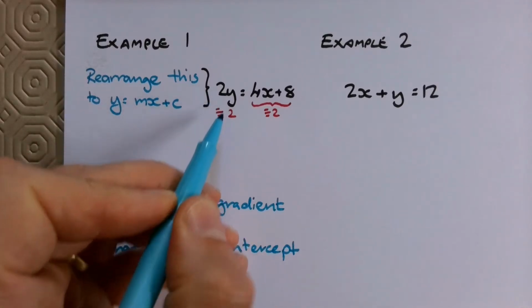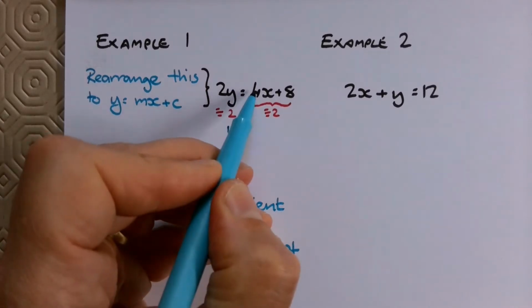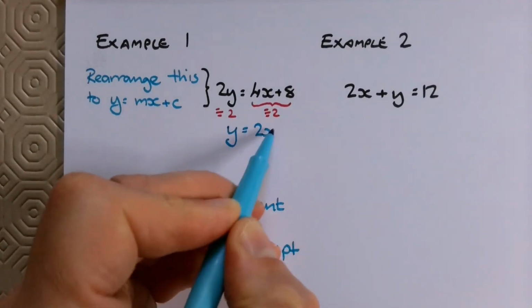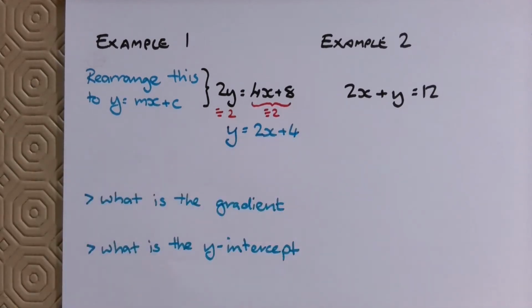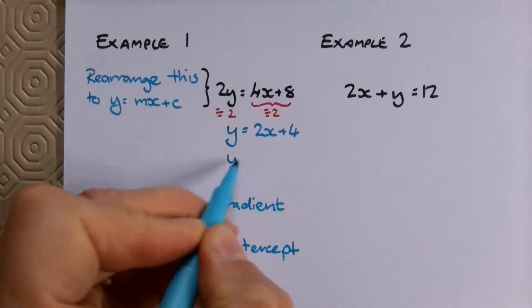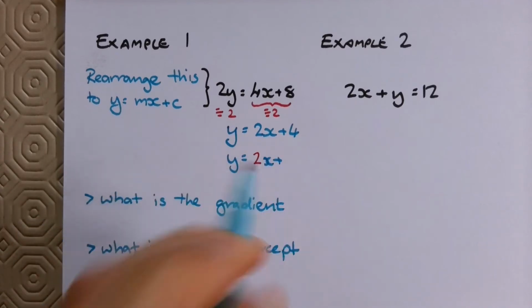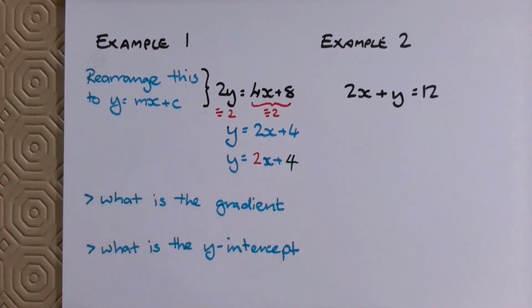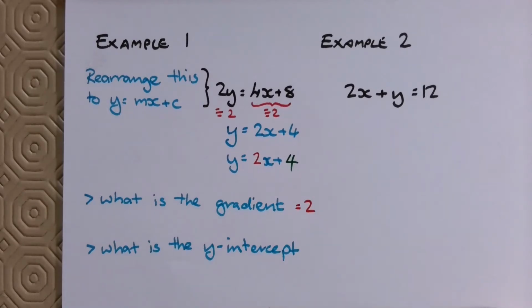So 2 divided by 2 is 1, so 1y, or just y, is equal to, what's half of 4? 4 divided by 2 is 2x. And 8 divided by 2 is 4, so plus 4. So what we've actually got here is y = 2x + 4. So what's the gradient? It's equal to 2. And what's the intercept? The y-axis intercept is 4. Okay. So let's have a look at example 2.